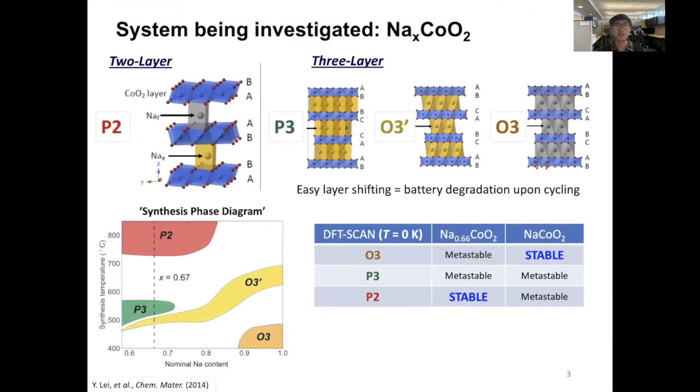This figure summarizes the synthesis results for different sodium cobalt oxide polytypes. At sodium 2/3, P2 can only be obtained at high temperature, and at low temperature, P3 and O3 prime can be synthesized. So here comes the question: why are metastable phases forming at low temperature instead of P2?